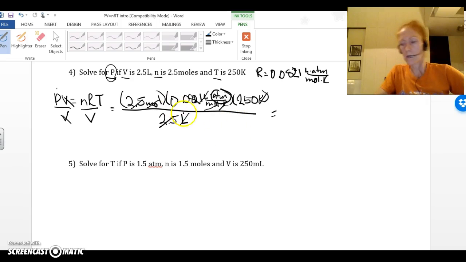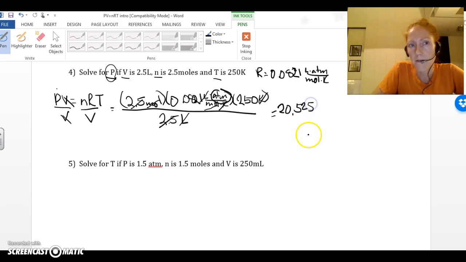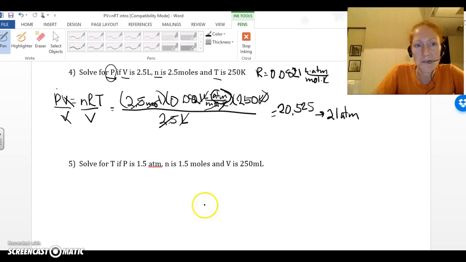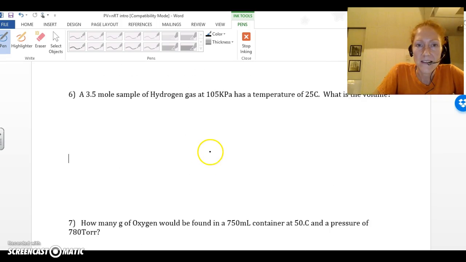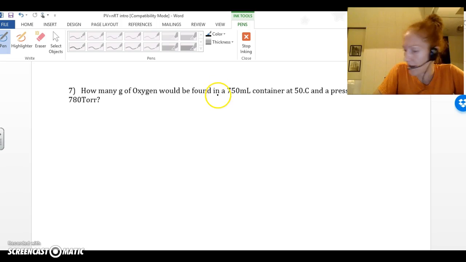And when you do that, I got 20.525. And since this has 2 digits, and this has 2 digits, and this has 2 measured digits, that 0 is a placeholder, I'm going to round this to 2 digits. Any one of those would have determined that I'm going to answer with 2 digits. So 21. And my unit again was, hey, 21 ATM. I don't know why that disappeared. This is a new tool. This ability to write.